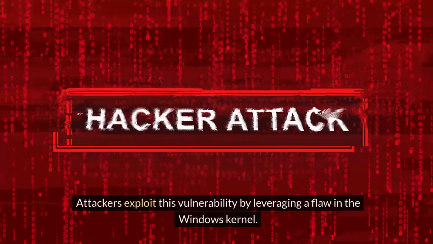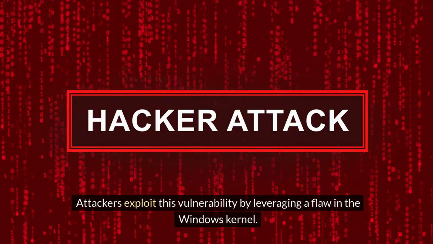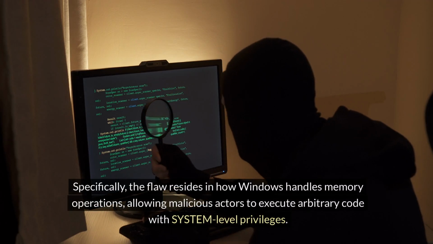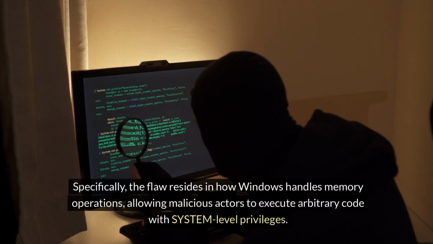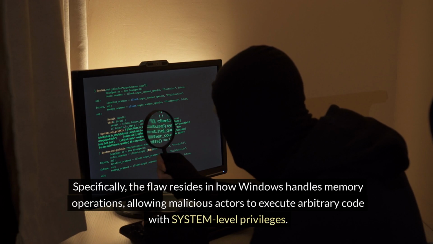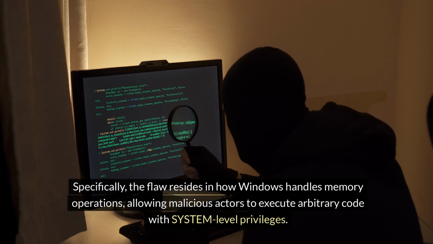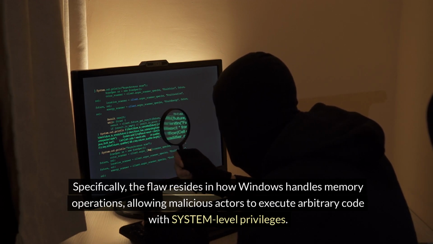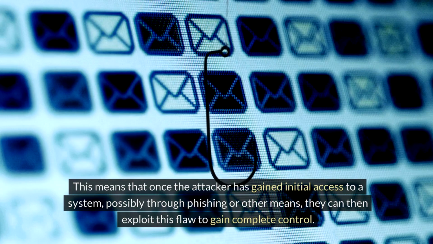Attackers exploit this vulnerability by leveraging a flaw in the Windows kernel. Specifically, the flaw resides in how Windows handles memory operations, allowing malicious actors to execute arbitrary code with system-level privileges. This means that once the attacker has gained initial access to a system, possibly through phishing or other means, they can then exploit this flaw to gain complete control.